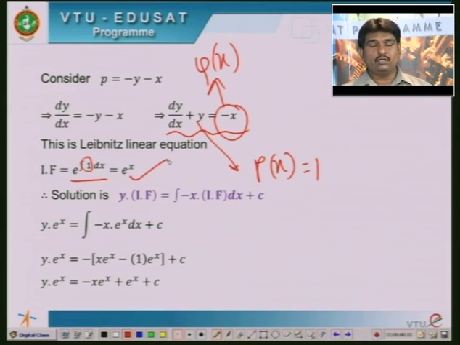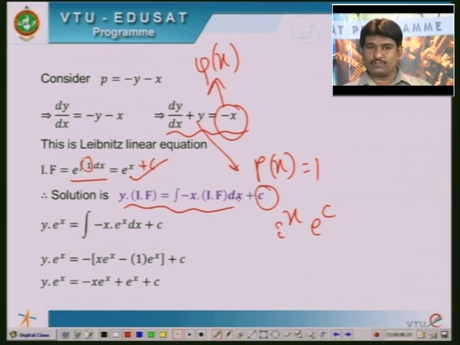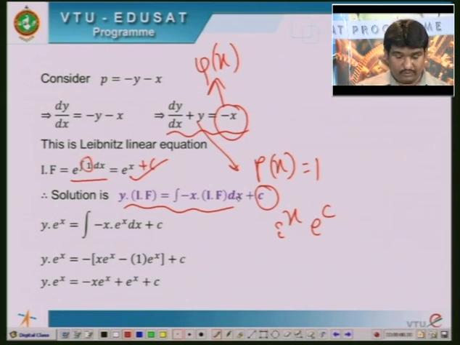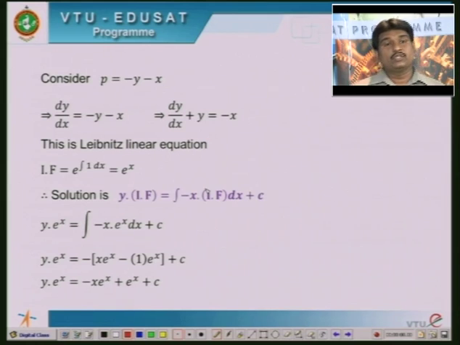Don't write an arbitrary constant here, it's of no use. Even if you write a constant here, it will be e to the power of x plus some constant, and that can be written as e to the power of x into e to the power of c. When you write that here and divide by e to the power of c, you will get c by e to the power of c, some other constant. So it's of no use. When you are finding IF, there is no need to write the constant of integration. So I have determined the integrating factor, which is e to the power of x.